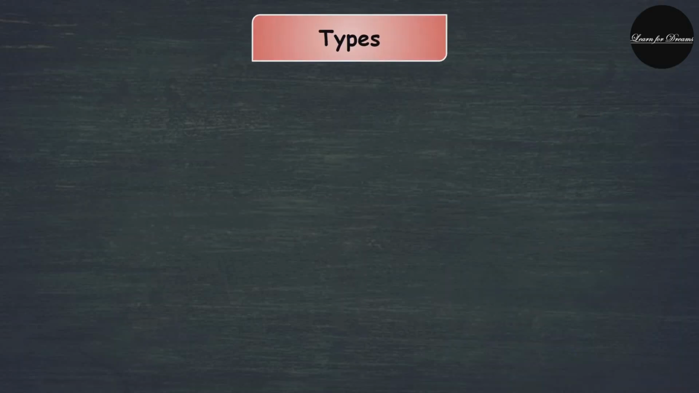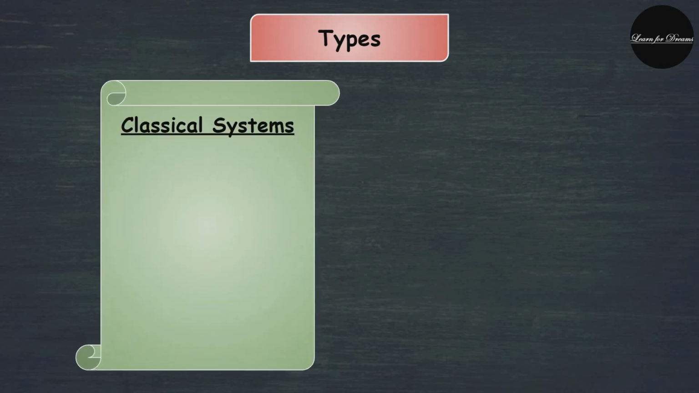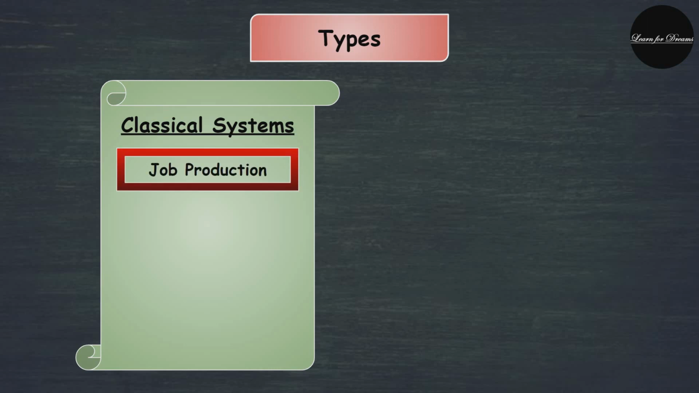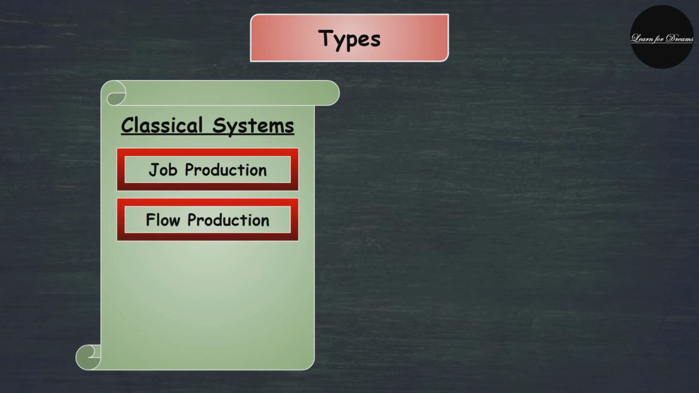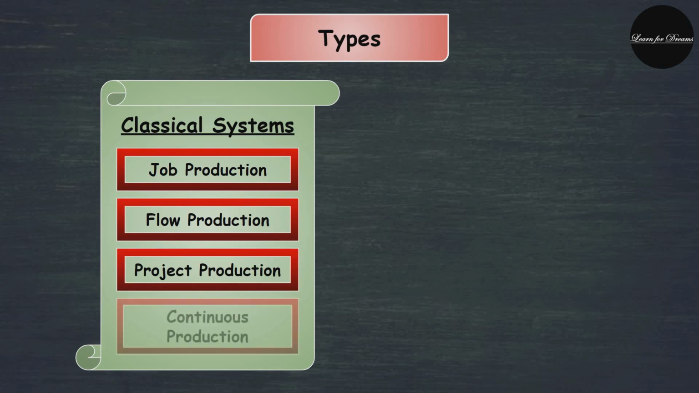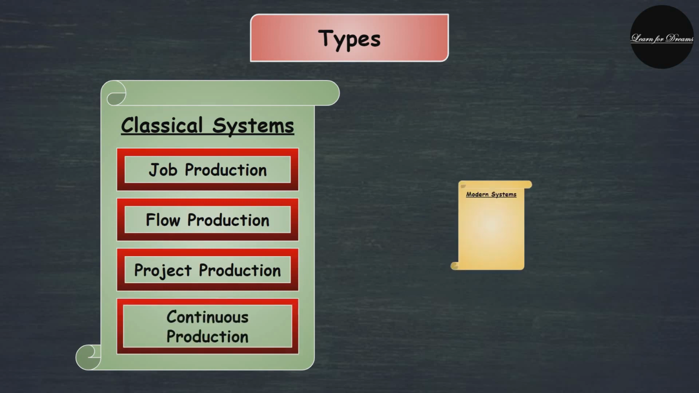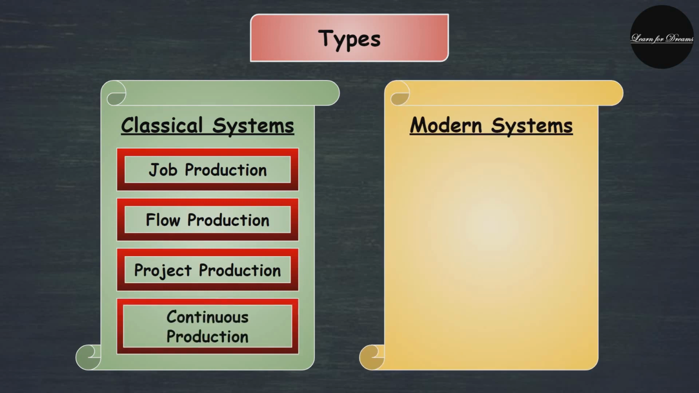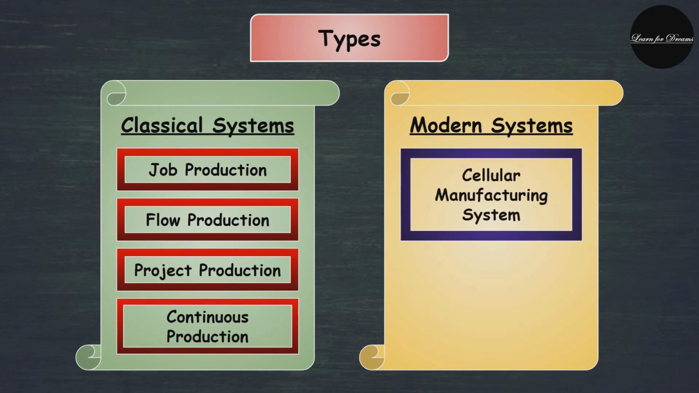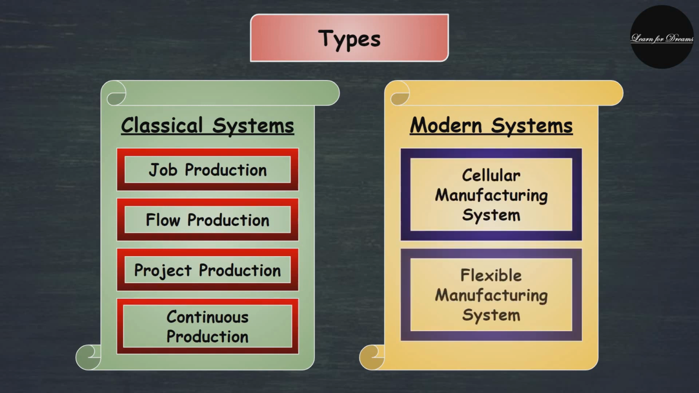Now moving towards types of manufacturing systems. The manufacturing system differs in structure or physical arrangement. According to the physical arrangement, there are four kinds of classical manufacturing systems. Those are job production, flow production, project production and continuous production. And two types of modern manufacturing systems such as cellular manufacturing system and flexible manufacturing system.